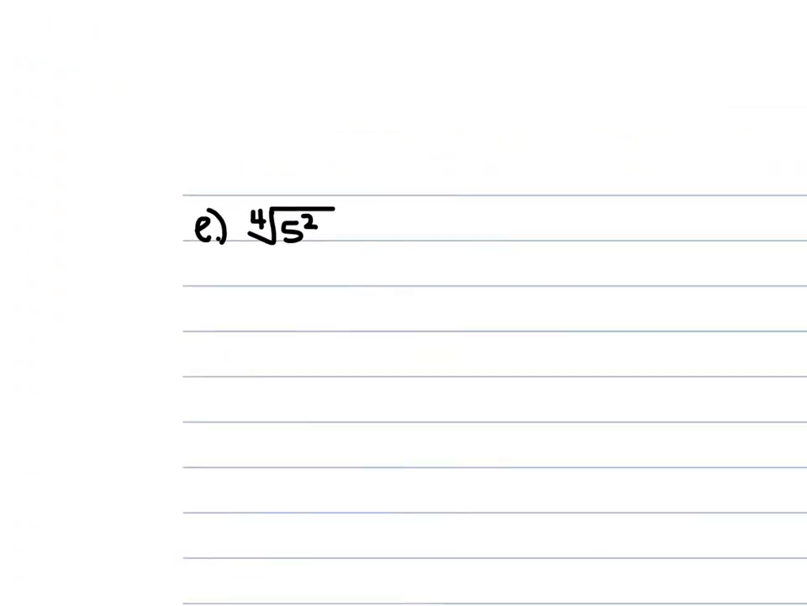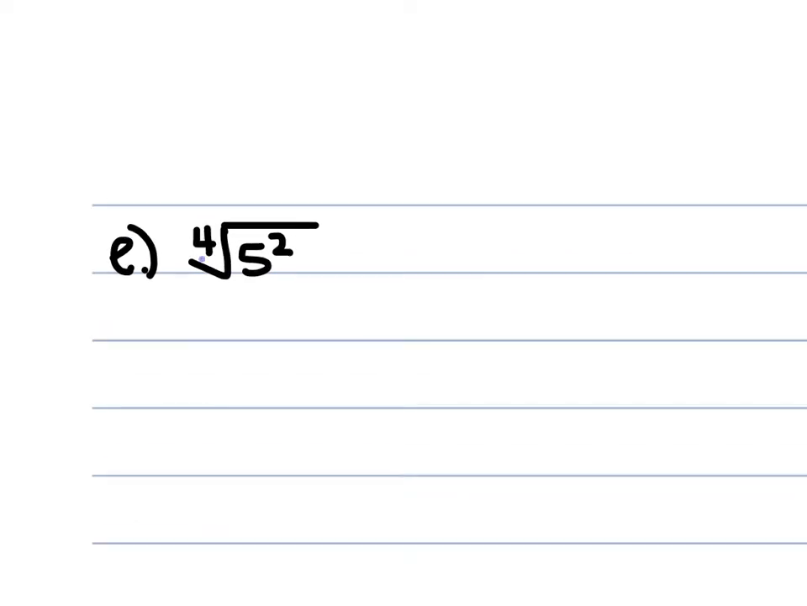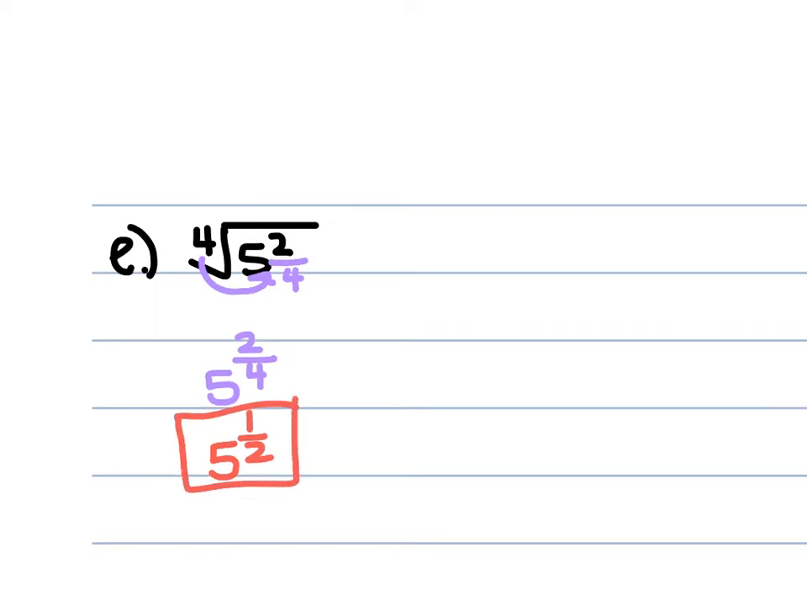For our next example, we have the 4th root of 5 squared. So again, bring the 4 over, make it the denominator. This is going to be 5 to the 2 over 4. The 2 over 4 can simplify to be 1 half, so that's 5 to the power of 1 half. And you can't take the square root of 5, so we're just going to leave it.